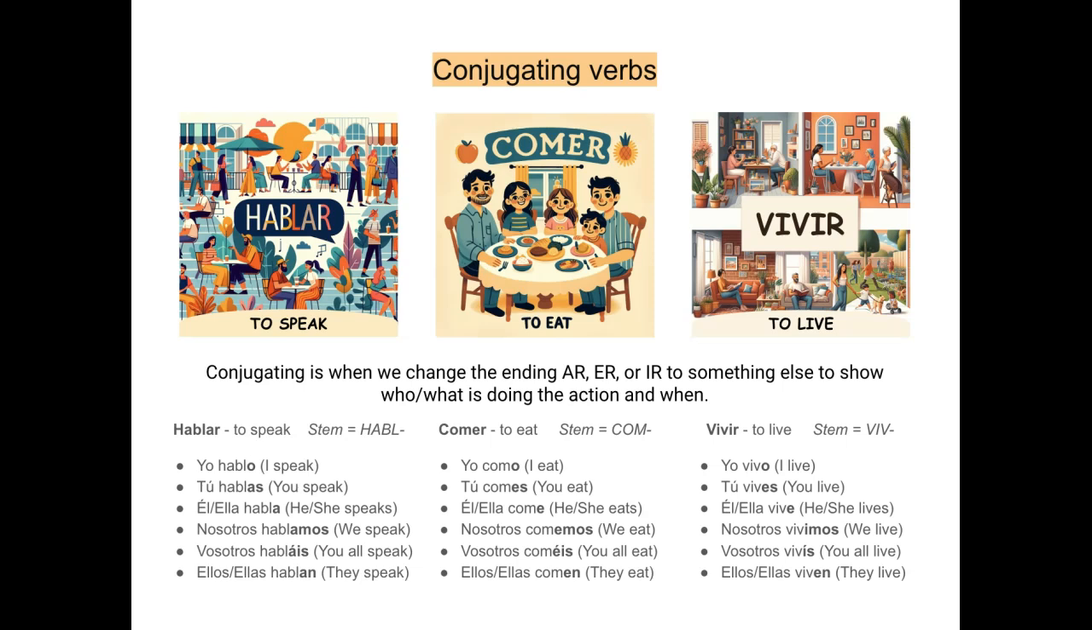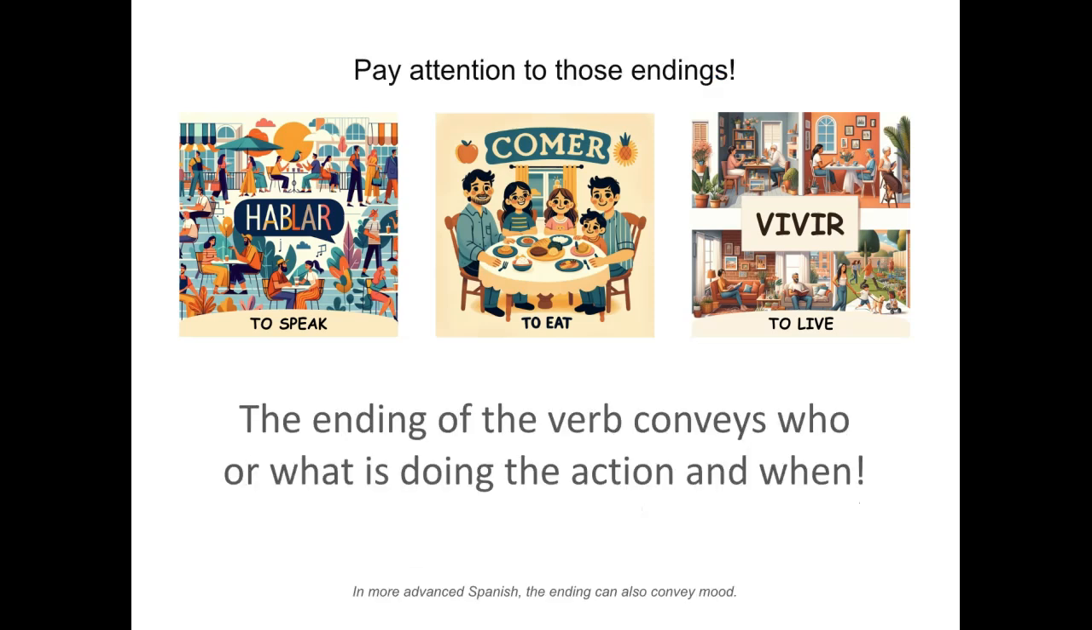If I drop the AR, ER, or IR and add AS or ES instead, this means you are doing the action. Hablas means you speak, comes means you eat, vives means you live, and so on with the different subjects and the endings that go with them. These are all in the present because as beginners, you'll likely focus on communicating in the present first.